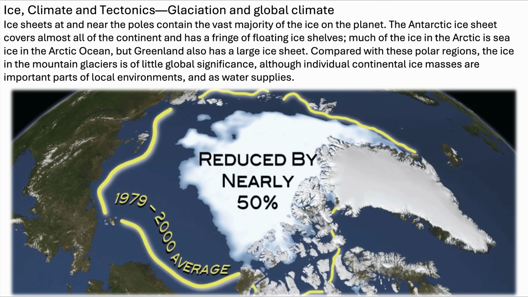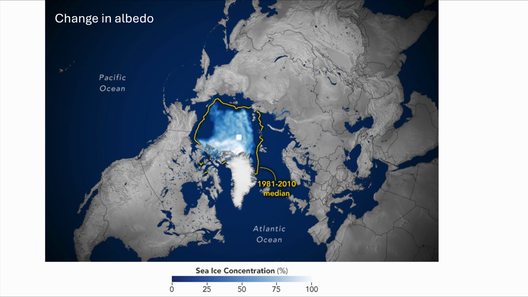Compared with these polar regions, the ice in mountain glaciers is of little significance other than as water supplies, such as here in Saskatoon. If we look at the record of Arctic ice, we can see a very substantial reduction in the coverage of Arctic ice. So compared to the 1979 to 2000 average, about a 50% reduction. Looking at it in a slightly different way, 1981 to 2010, we can see again a very significant decrease in sea ice.